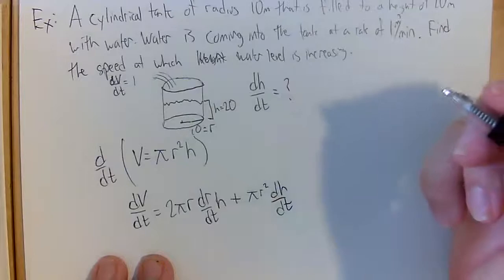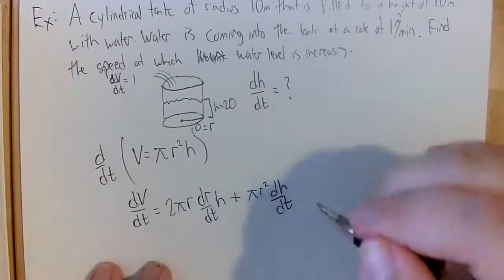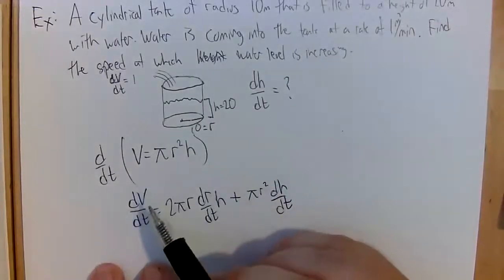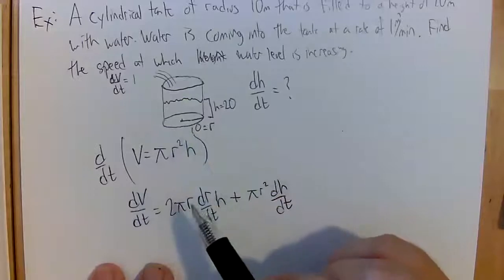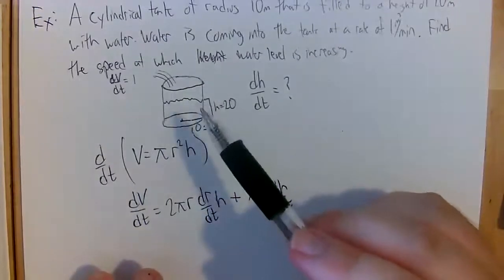All right, so we did the derivative, and now we just need to solve for what we want, which is this dH/dt right here. Now, the problem is that we know what dV/dt is, we know what H is, we know what r is, but they never said anything about dr/dt. But this is where we need to think critically here.